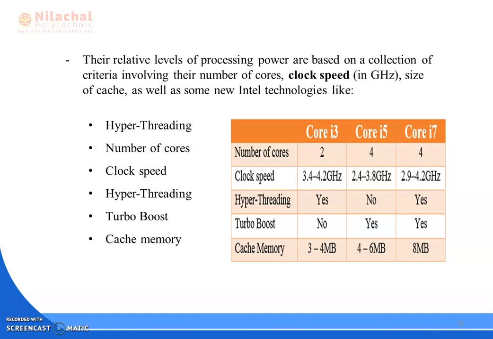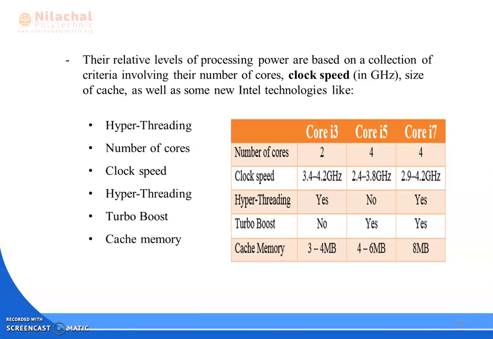Next is the number of cores, that is, how many processors are there in this processor. Next is the clock speed. Next is the turbo boost. Turbo boost checks the maximum TDP, that is thermal design power, that is, how much power it can use or consumes to perform the work. So these are the factors which really differentiate the processing powers of different generations of processors.